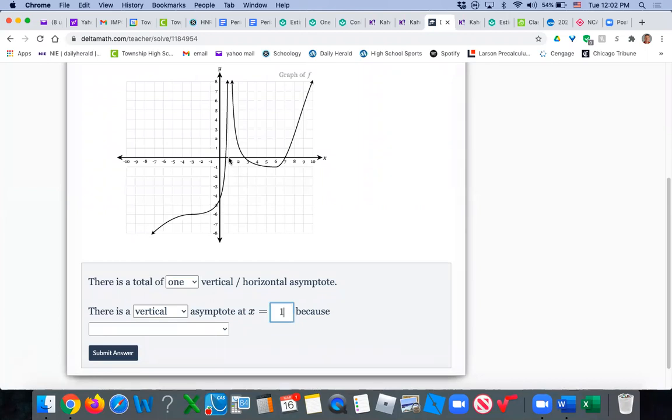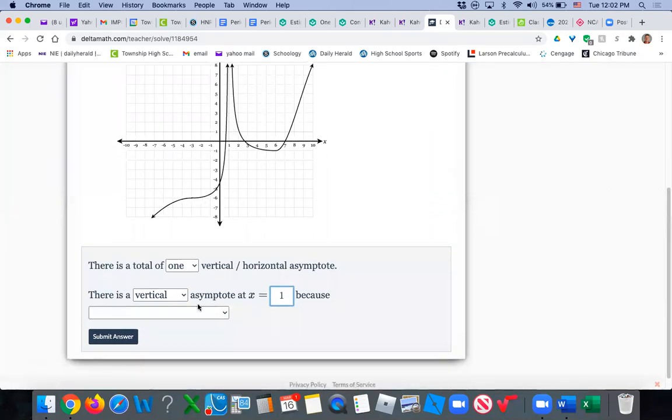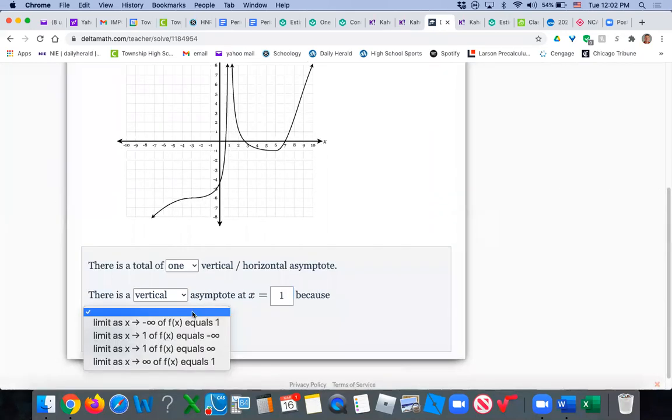Okay, and I'll just give you a second to look at that. Right here is where I'm thinking, and they're integer values. So at x equals 1, there appears to be a vertical asymptote because as x approaches 1, f of x approaches infinity. As my x goes to 1, as my inputs go to 1, my outputs keep going up to infinity.